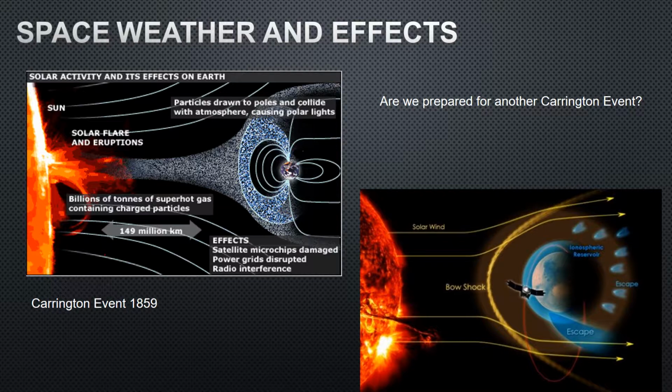Astronomers and people that study space have as one of their main concerns another Carrington event happening in the future. So one of the questions I pose is, are we prepared for another Carrington event? And we'll continue to discuss this as we roll along. But they do have solar weather predictive patterns established, along with systems and tools so they can predict the next Carrington event.